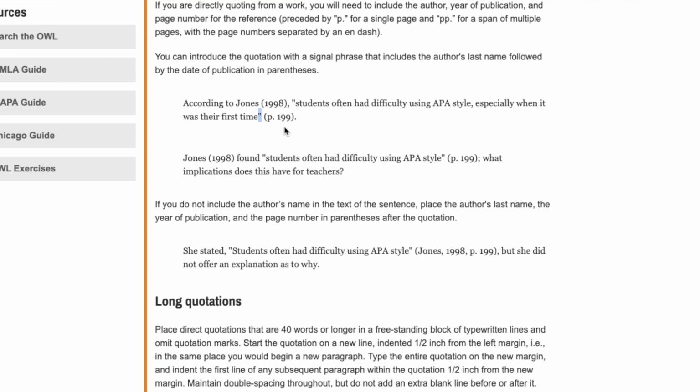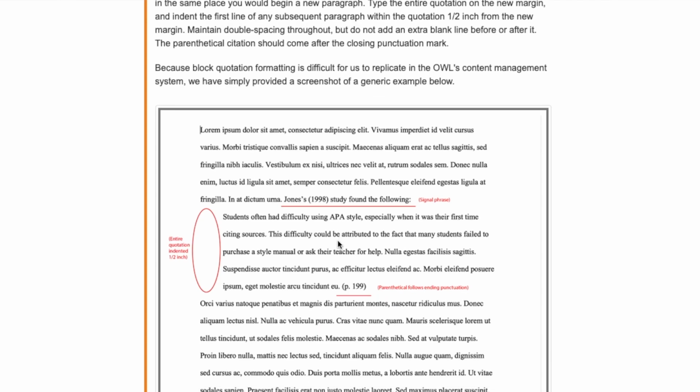So you'll see that if you use a short quotation, the page number reference is always before the period to signal the end of the closure of a sentence. Whereas with a long quote, so 40 words or longer, you will put the page number after the period to signal the end of the quotation.